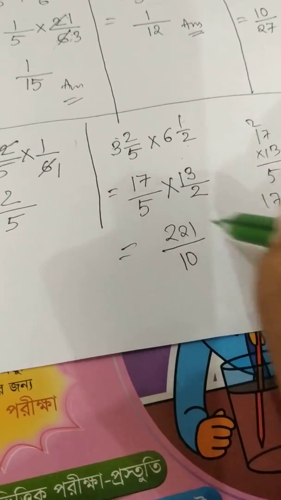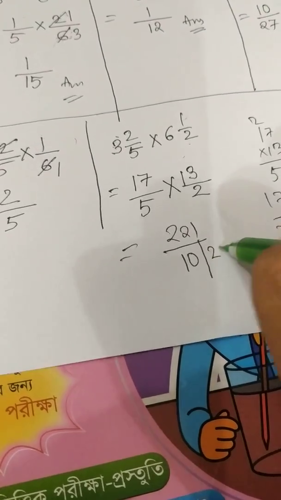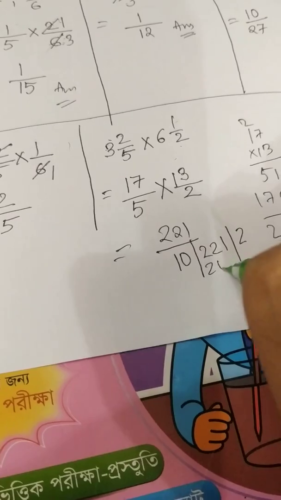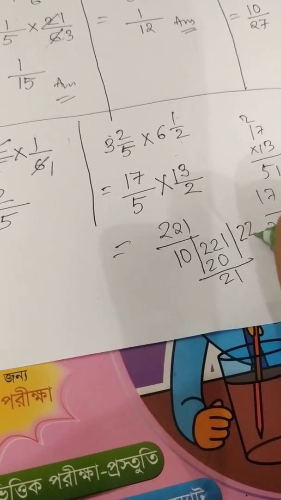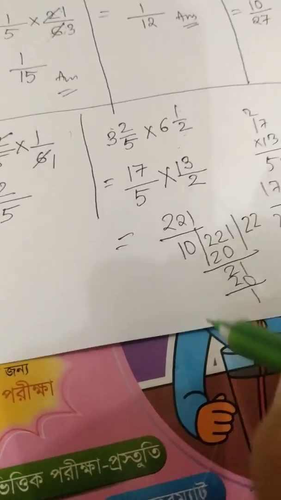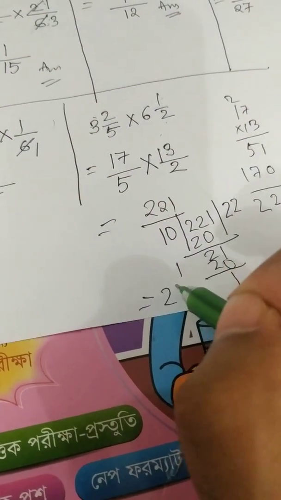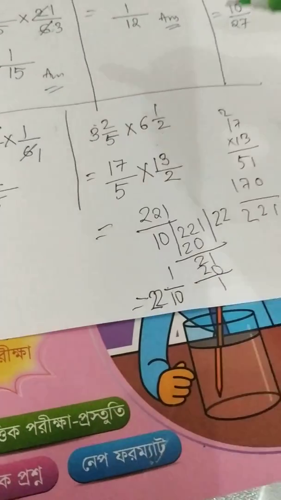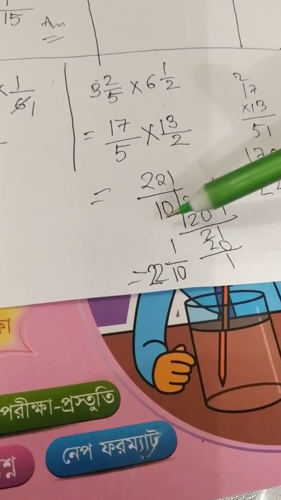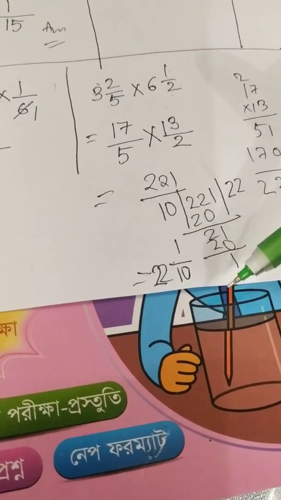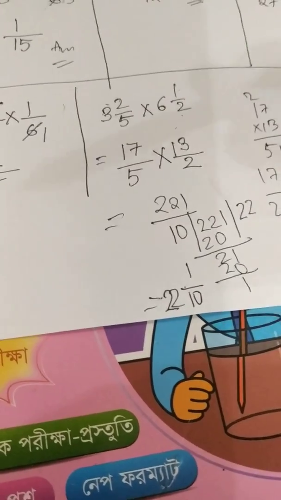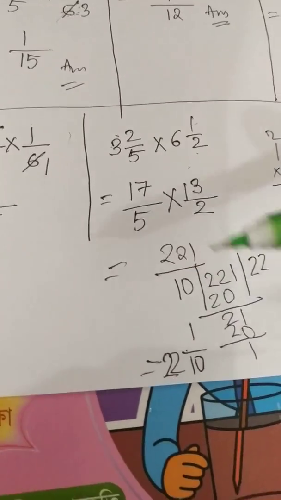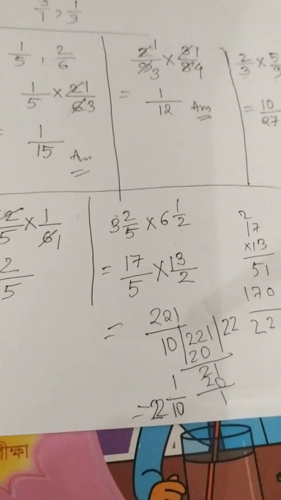Now since I have got an improper fraction, what will I do? I will convert it into a mixed fraction. So 10 2s are 20, 21. So what would be the answer? 22 1 by 10. So if I'm multiplying and if I get an improper fraction, what did I do? I convert this into a mixed fraction. So always remember, whenever you are multiplying or whenever you are adding or subtracting, if you get an improper fraction, you'll always convert that fraction into a mixed fraction.